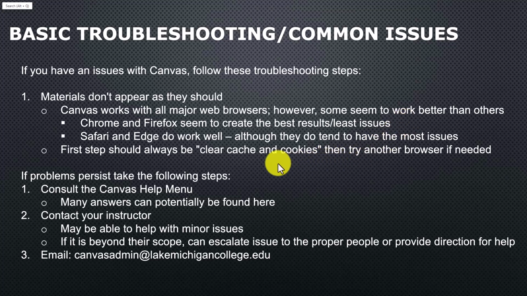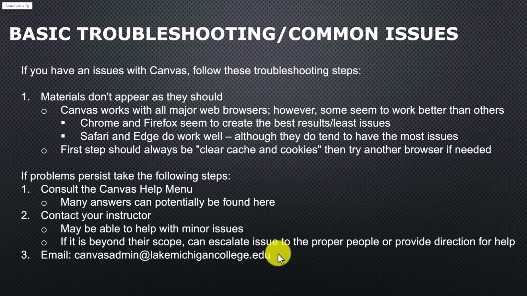If you continue to have issues, some steps that you can take would be to consult the Canvas help menu located on the left-hand side of the screen. There are several links there that may lead you to a solution to your problem. Sometimes it could be an issue that your instructor could solve, so reaching out to them, they might have a fix for minor issues, and if it is beyond their scope, they will be able to either escalate the issue to the proper people for you or provide you direction on where to go for help.